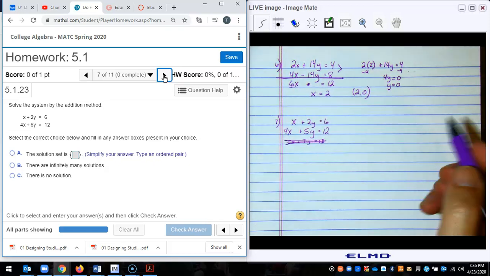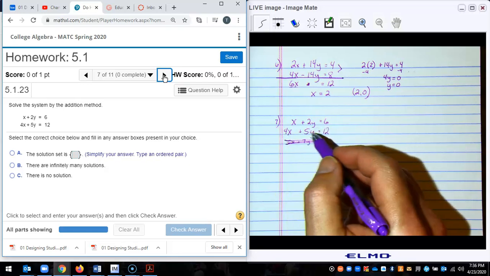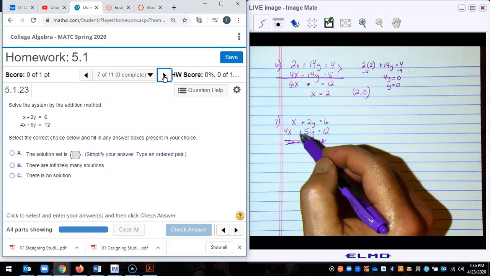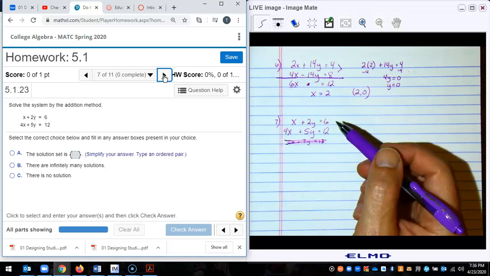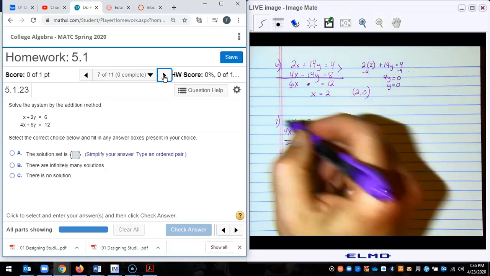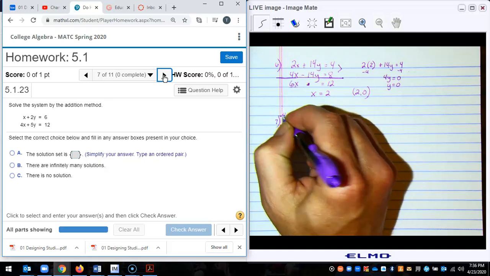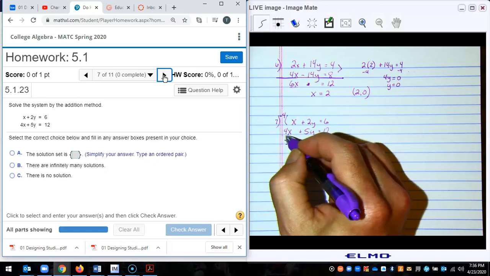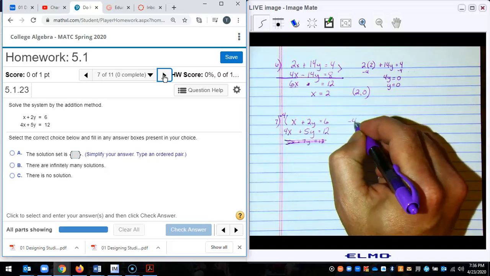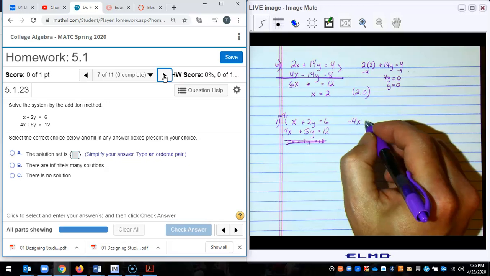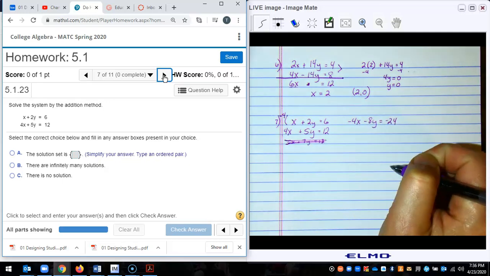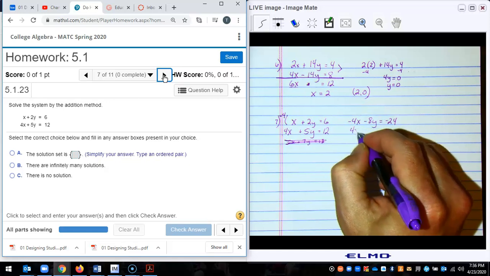Okay, so what I want to do is I'm going to pick a variable to eliminate. A lot of times we're going to look for different signs. Well, these do not have different signs, meaning positive and negative. However, I know that if I multiply the top equation by negative 4, that will give me a negative 4x here and a positive 4x there, and those are going to cancel out. So we're going to distribute that through. Negative 4x minus 8y is equal to a negative 24. I'm going to recopy that second equation.